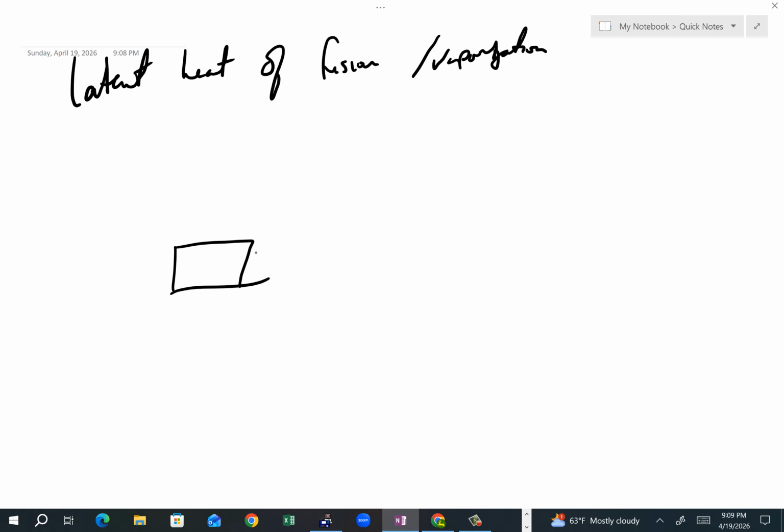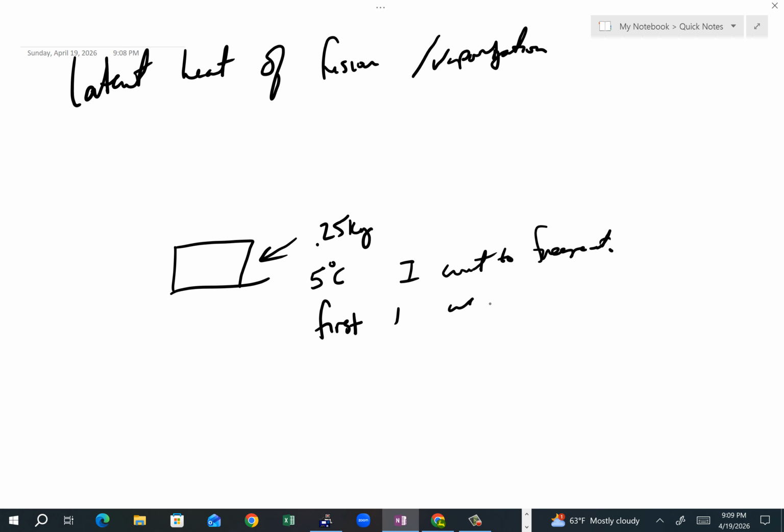Okay, so let's say I took some water in a little tray here. It's like a quarter of a kilogram. And it's currently at, I don't know, 5 degrees C. I would like to freeze it. Well, first, I have to get to 0. That is the freezing point, right?